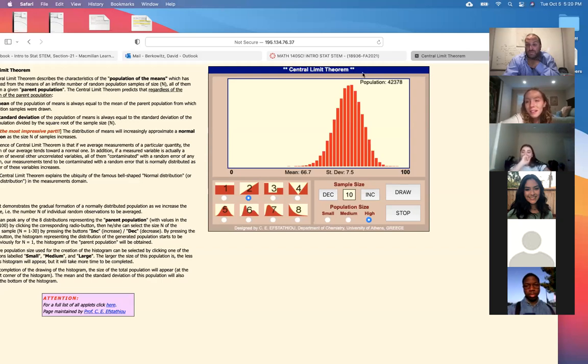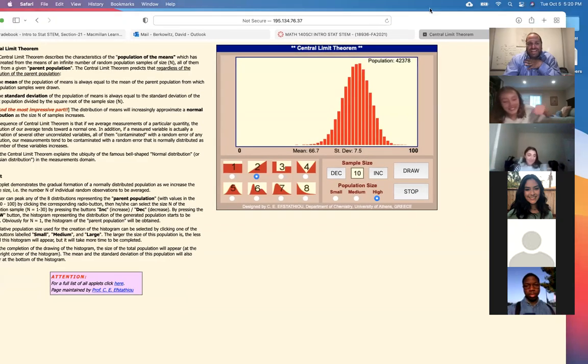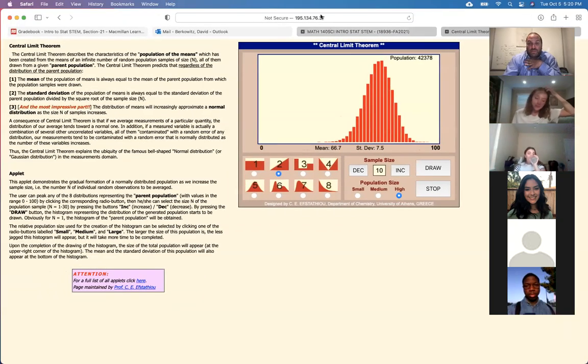What do you think? Central limit theorem. Oh my God, how did you figure that one out? It's crazy. Now, of course, we're not yet at the central limit theorem, but when we get there, it's going to be mind-blowing, like awesome.